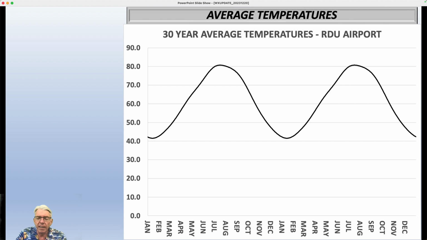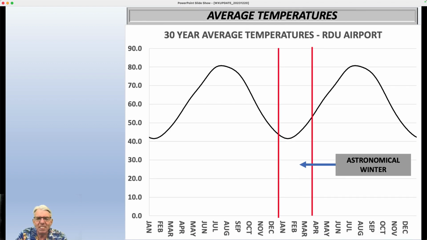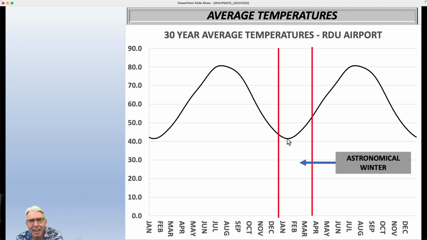Now, this is astronomical winter here, running on or about December 21st until March 21st. Well, notice how the lowest average temperature is not in the middle of that time period. It's actually back a couple of weeks. And this is why climatological winter is defined as the months of December, January, and February, because that actually lines up closer to the coldest 90 or 91 days out of the year.